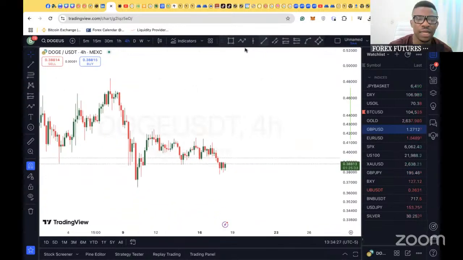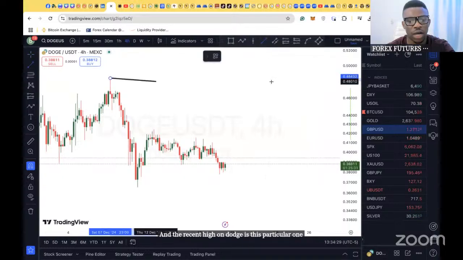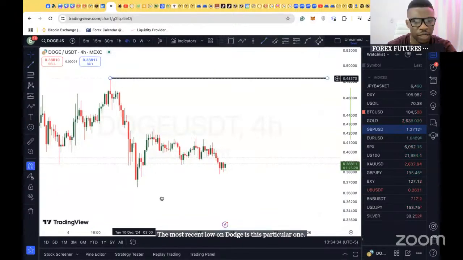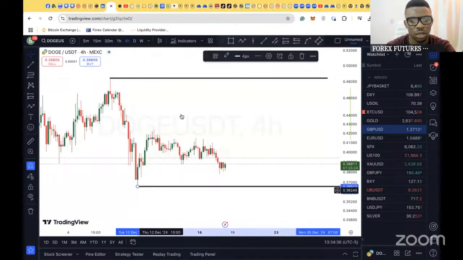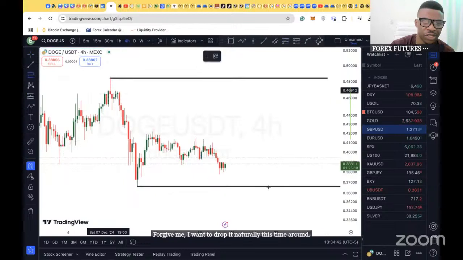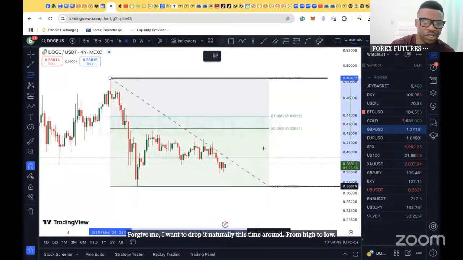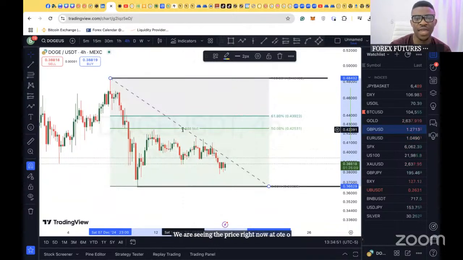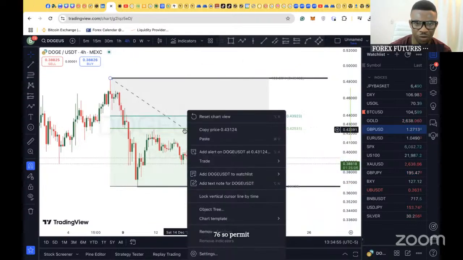The recent high on Doge is this particular one. I mark it. The most recent low on Doge is this particular one. And when we put the Fibonacci, forgive me, I want to draw Fibonacci this time from high to low, we are seeing the price right now at OTE. OTE will be the 786. Permit me, I'm talking to professionals right here, right now.